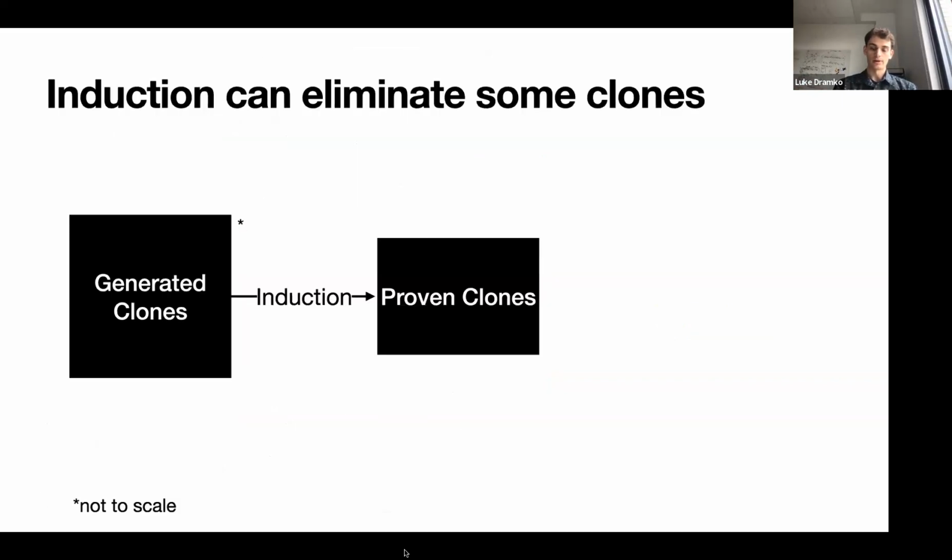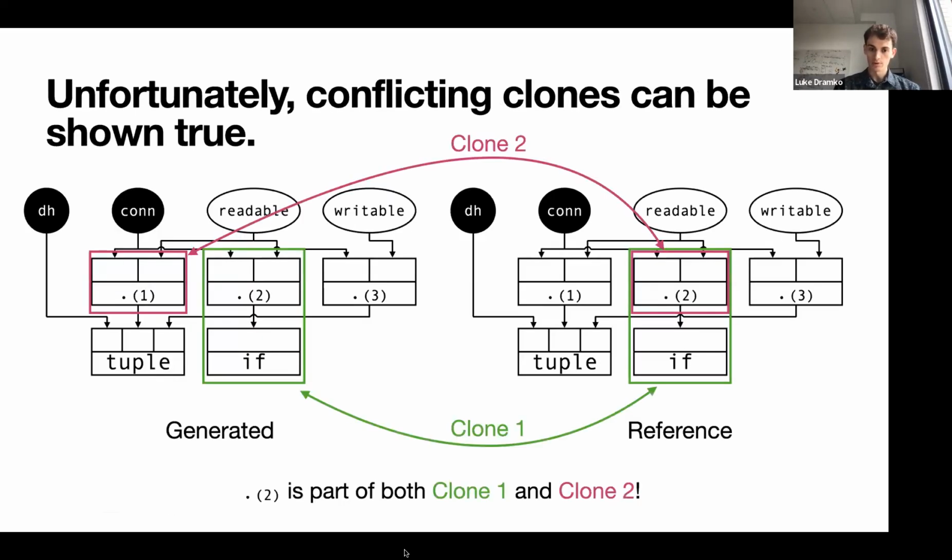So our roadmap of what we've done so far is we generate a bunch of clones, but then using induction, we can show that some of them don't make sense in this context. So the proven clones are going to be a subset of the generated clones. But if you look at the proven clones, we haven't actually solved our problem yet.